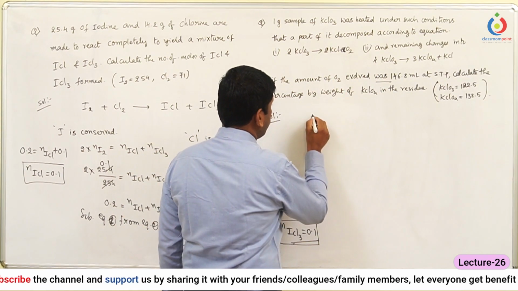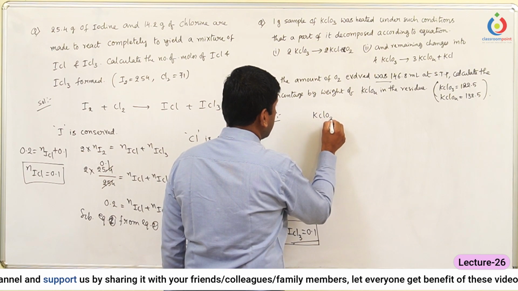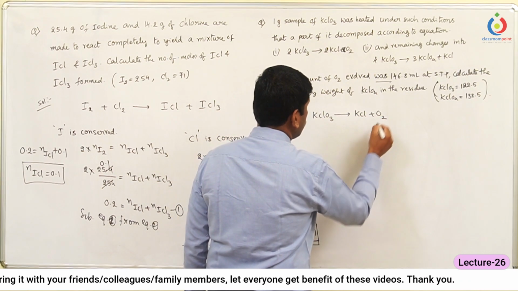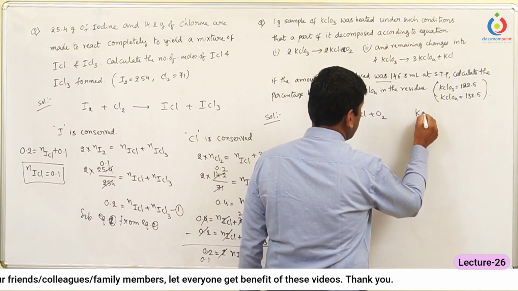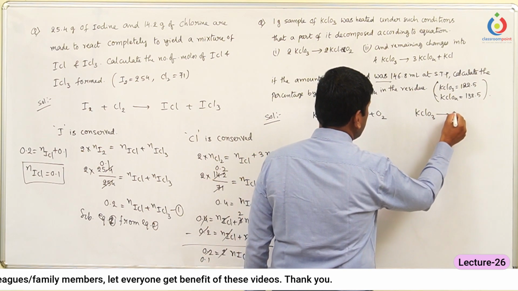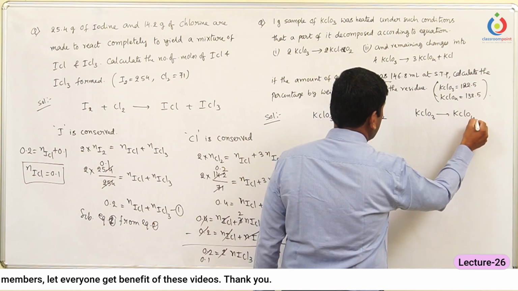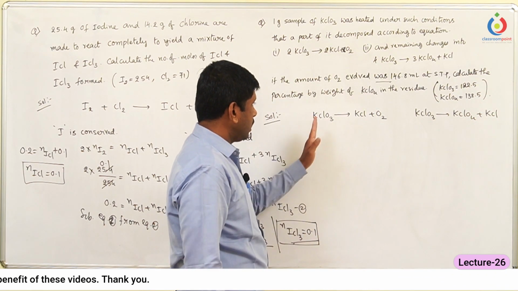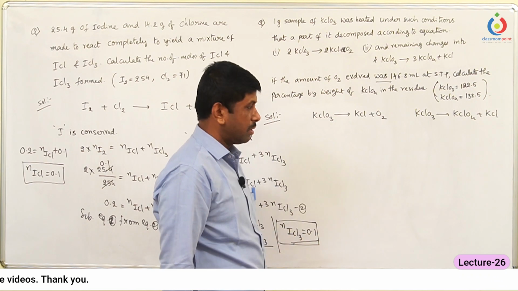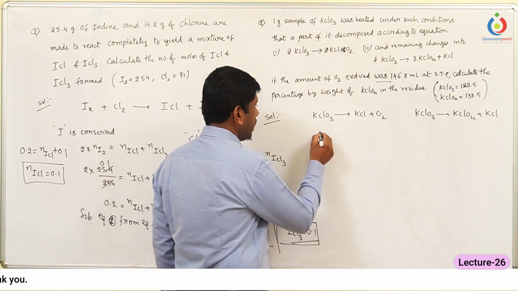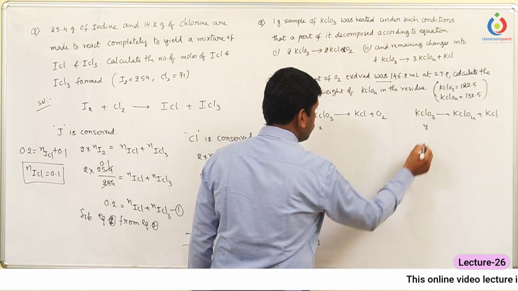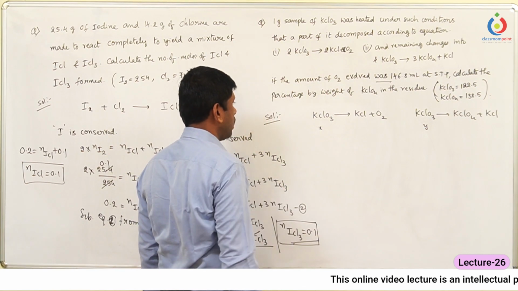Let us write down both the equations. KClO3 decomposes to KCl plus O2. KClO3 decomposes to KClO4 plus KCl. See, KClO3 is present in both cases, so we don't know what the mass of the KClO3 is. Let us take x grams here, and here it is y grams. x plus y equals 1 gram.